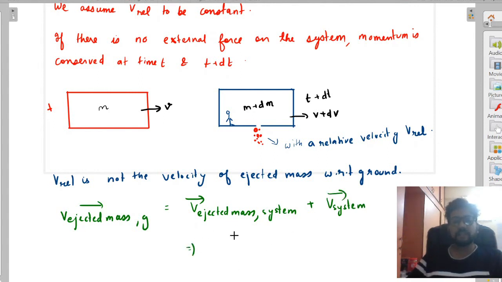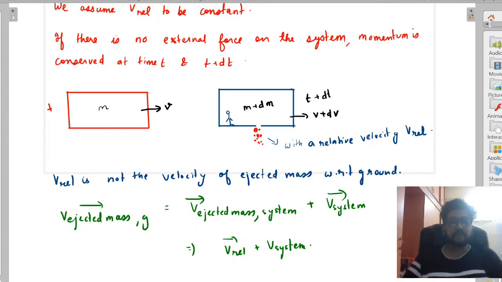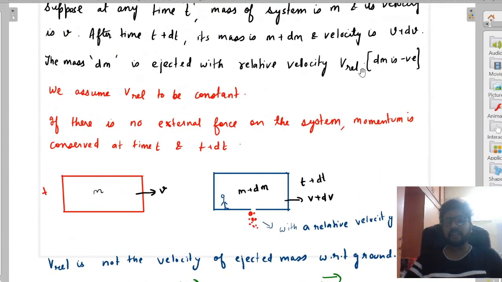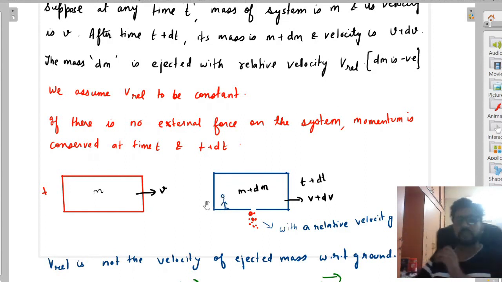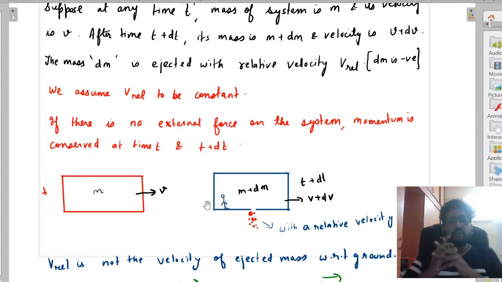So that means this is equal to v relative plus v system. Okay, so this v relative is not the velocity of the ejected mass with respect to ground. It is the velocity of ejected mass with respect to this observer who is sitting inside the system. We will also assume, for deriving this, that v relative is constant.